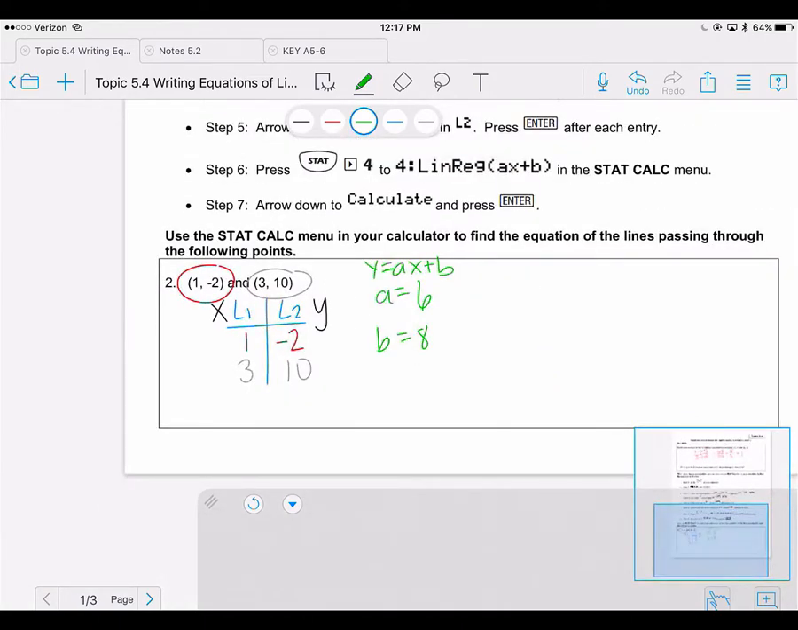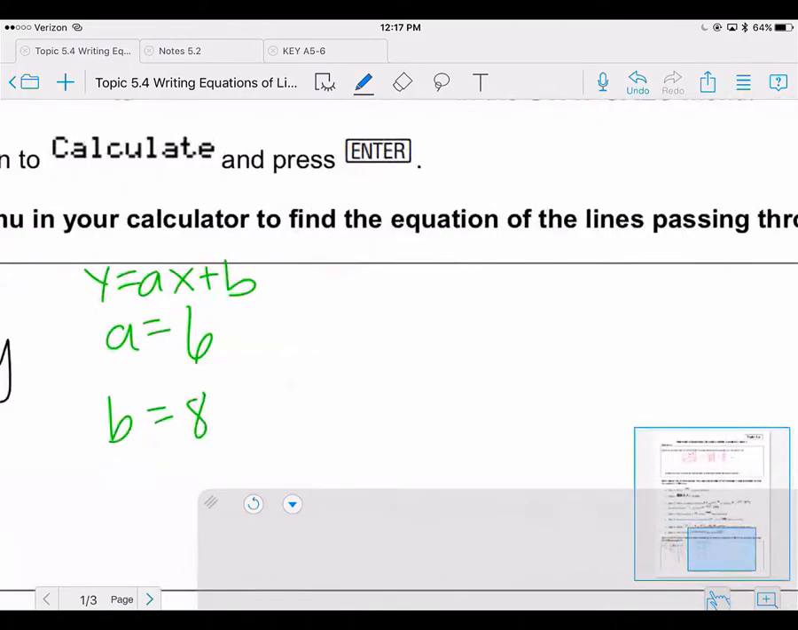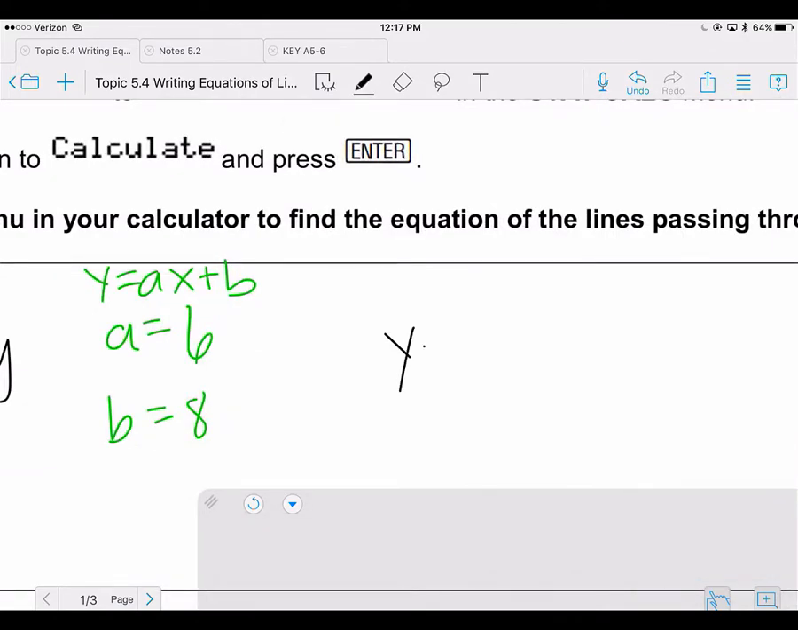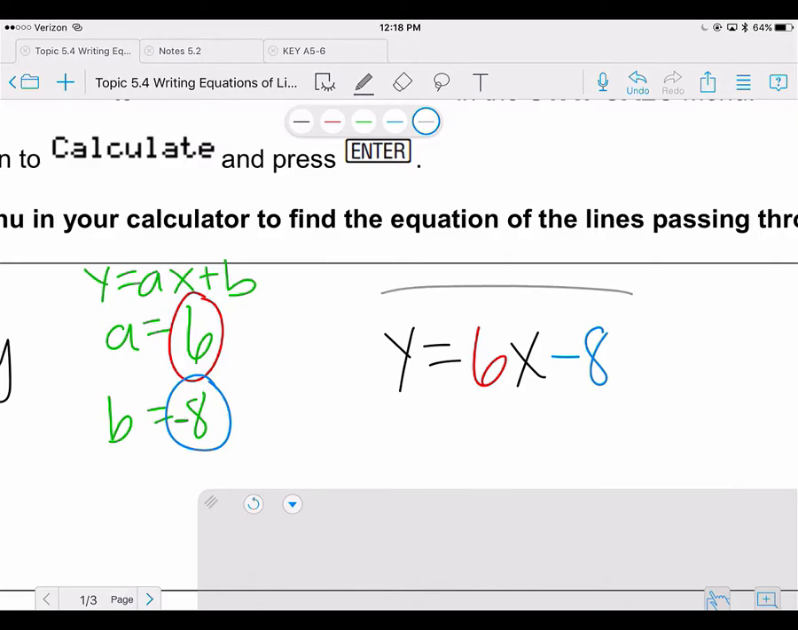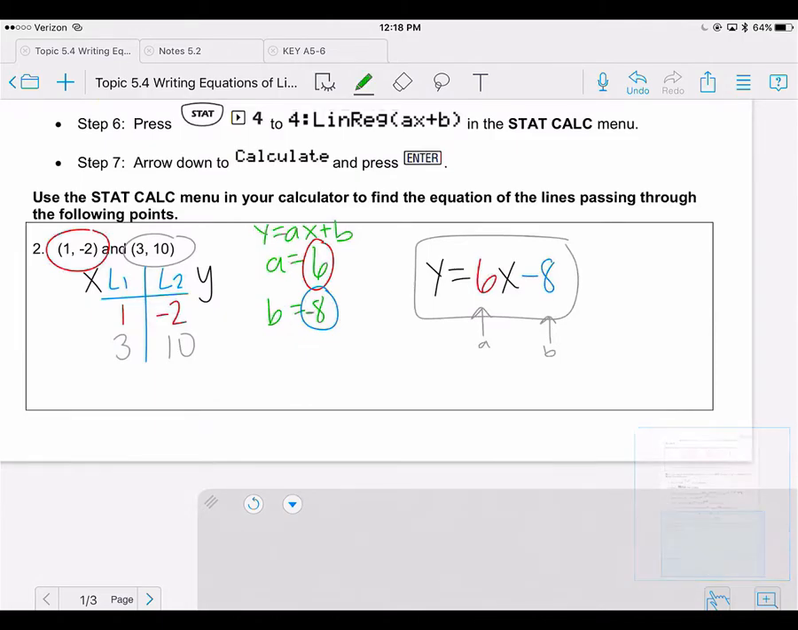So they ask us to find the equation of the line. My final answer, instead of a, I'm going to replace a with 6 because they told me that's what a was. In this case, a and m are the same thing. Oh, and I apologize, that's a negative 8. So I'm taking my a value and plugging it in here, minus 8. My b value goes here, and I am done with that problem. So that's all you have to do, but you do need to know all of the steps to do it.